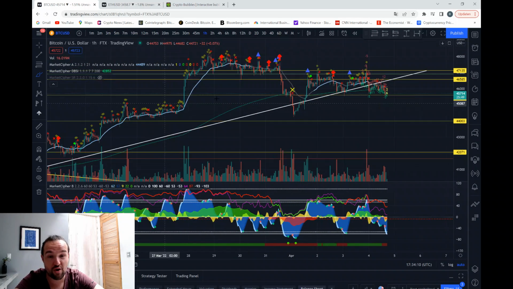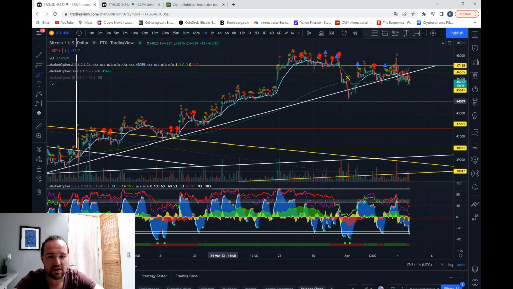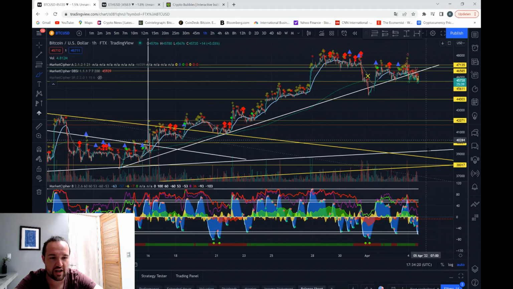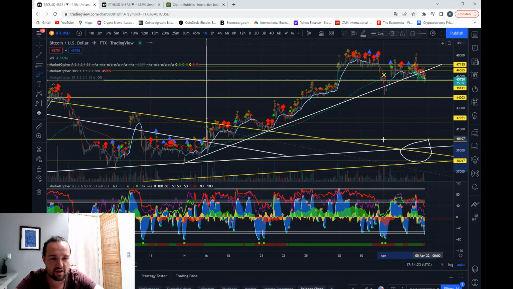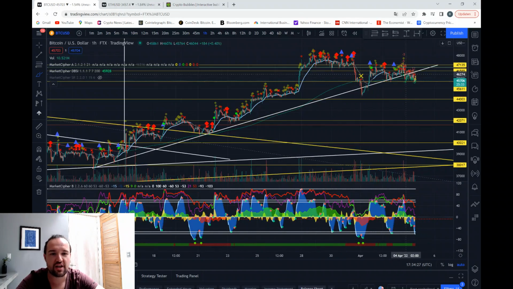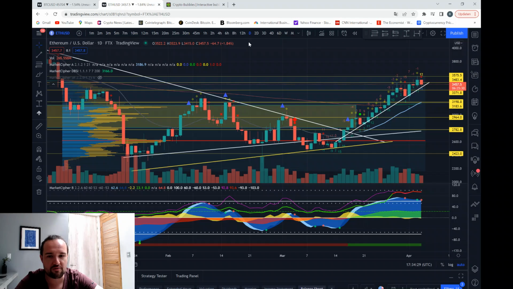If we are breaking this 44 to 45 level, then I think it might go pretty fast to 42, 40k, and then we're getting into this messy zone of the diagonal or the triangle that we made earlier. But if we reach that level, then of course I will make a video. Alright, let's quickly head over to ETH.